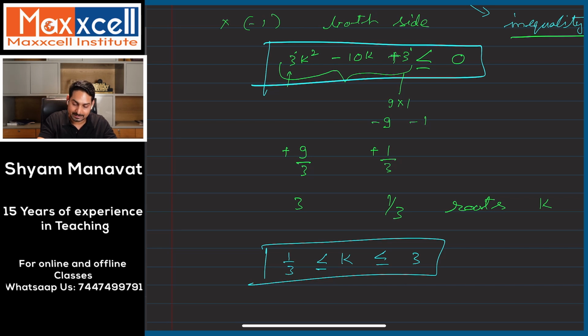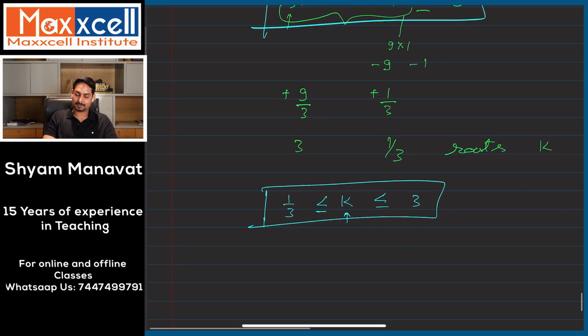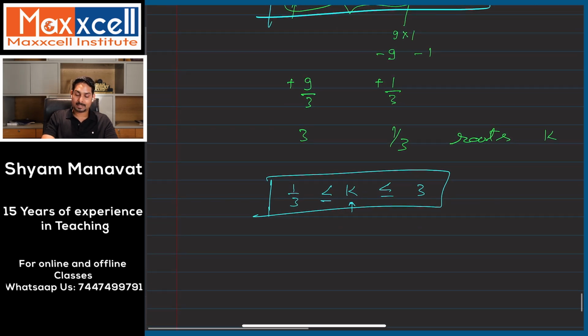If the quadratic expression is less than 0, then the range of this variable should be between the roots. More than the smaller root, smaller than the greater root. Okay, this is how it works. Now see how beautiful the outcome is. Now we have come to the end of this question's solution. K has a minimum value also. That K will go minimum up to 1 by 3.